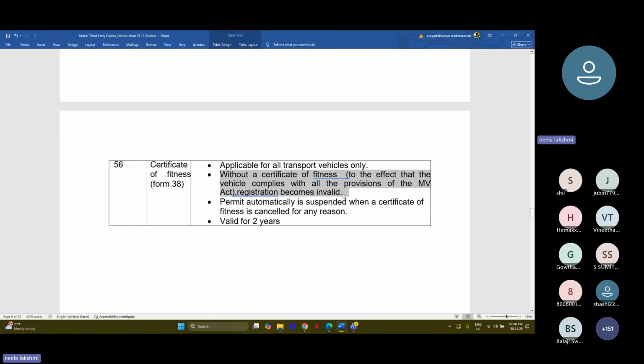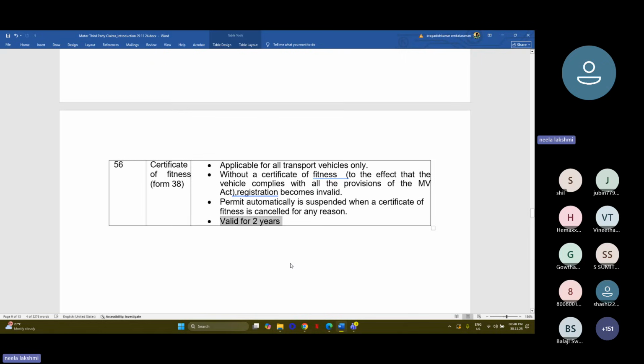Without a fitness certificate, the vehicle registration becomes invalid. If any vehicle doesn't have a valid fitness certificate, the registration becomes invalid. This is important, you ought to know. In case there is no fitness certificate, the permit is automatically suspended when a certificate of fitness is cancelled for any reason.